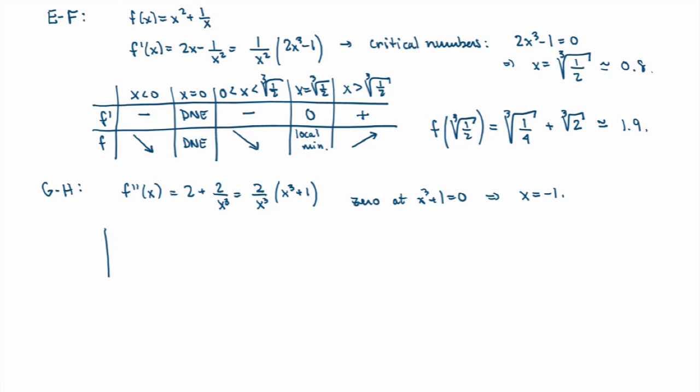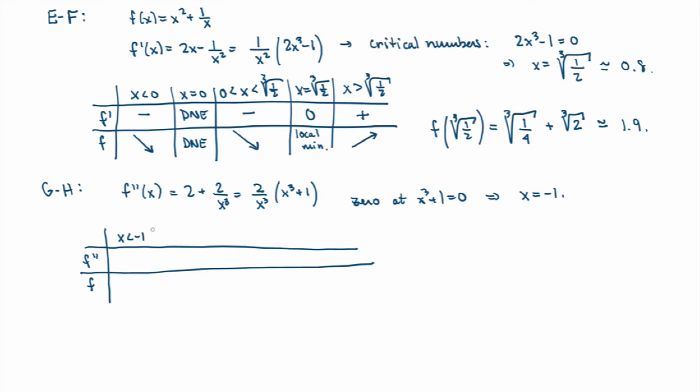All right, so I can construct my table for f double prime to study concavity of the function. There's three different regions. There's x less than minus 1. At x equals minus 1, we've just shown that the second order derivative is 0. Then there's x between minus 1 and 0. We always have to place x equals 0 here because this is not in the domain of the function. And then x greater than 0. And now we look at the sign of f double prime for each of these regions.